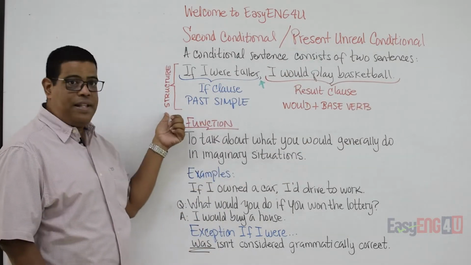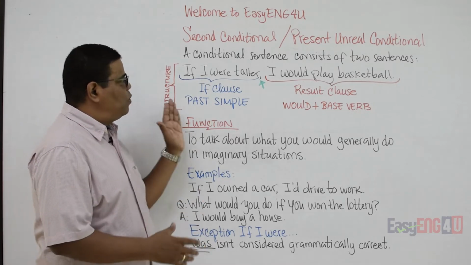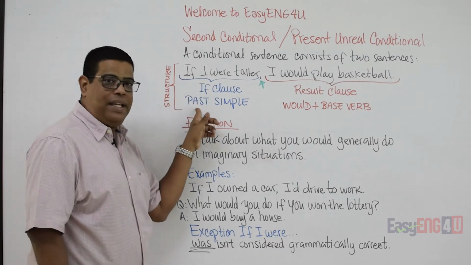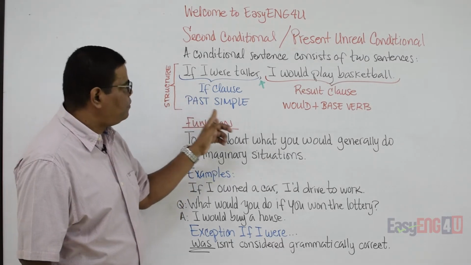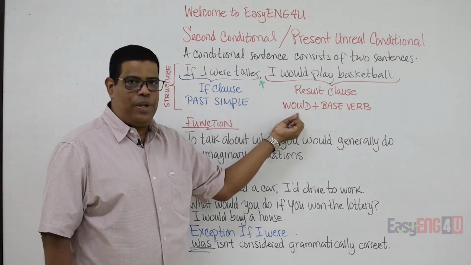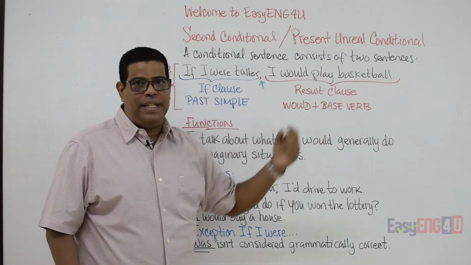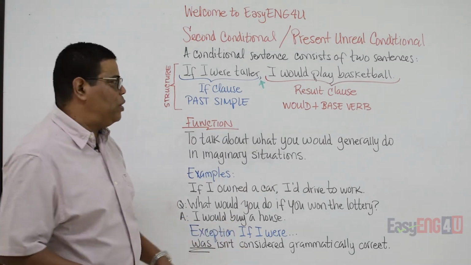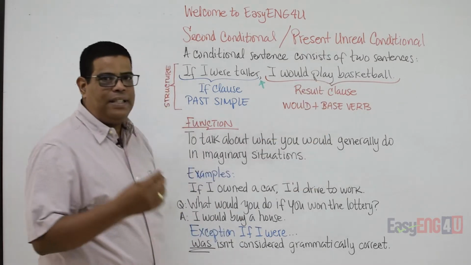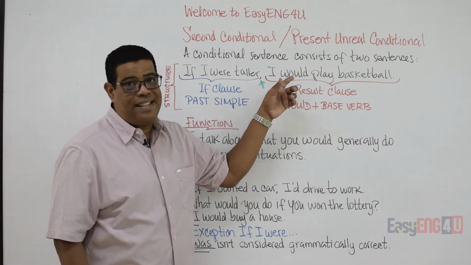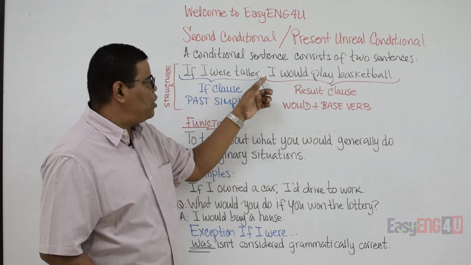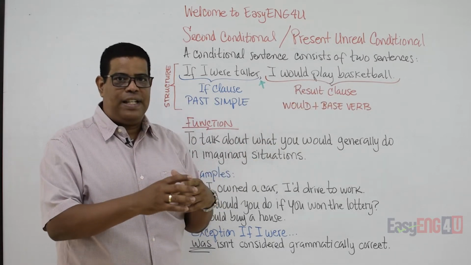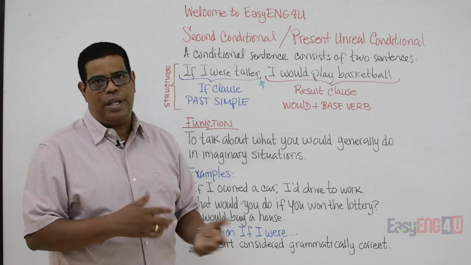Okay? Now, let's take a look at this structure right here. What happens with the two sentences in the second conditional? The if clause has to be in the past simple in English. The result clause has to be with would and a verb in the base form. We call it base form. It's a form of the verbs in English when the verb doesn't have the to. In this case, for example, it's grammatically incorrect in English to say I would to play. You say I would play. When you are not using the to play, it's base form, okay? We're not using the to.